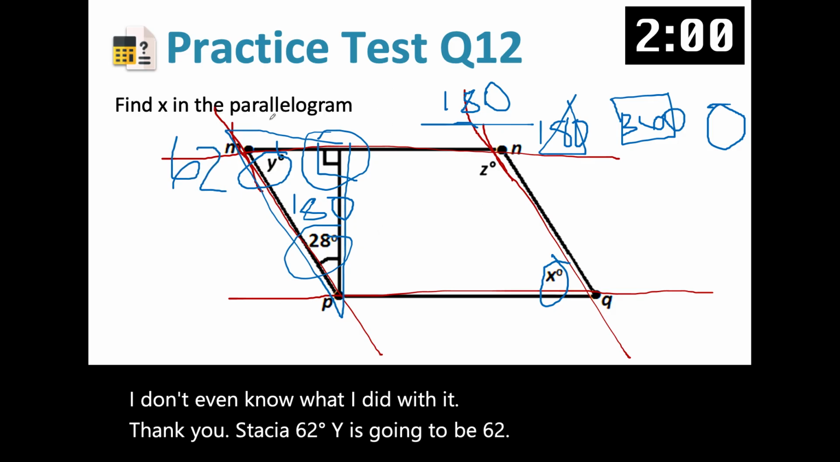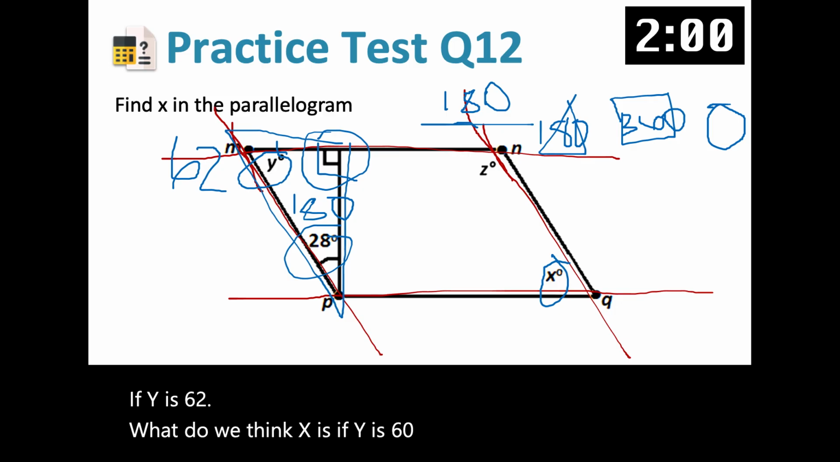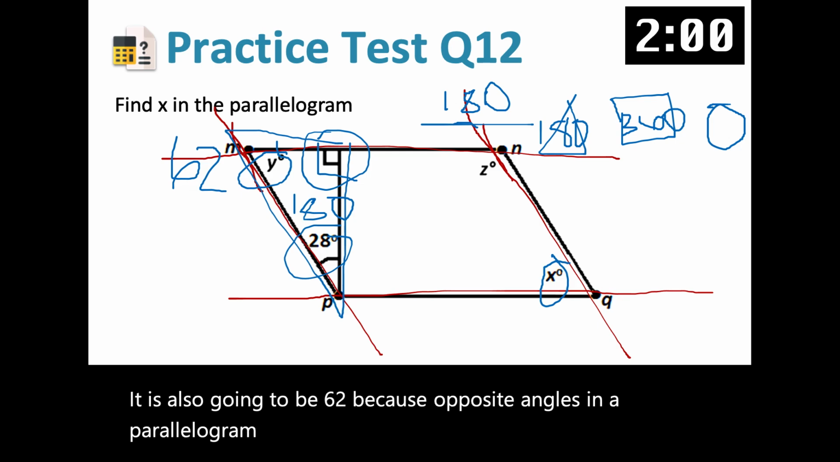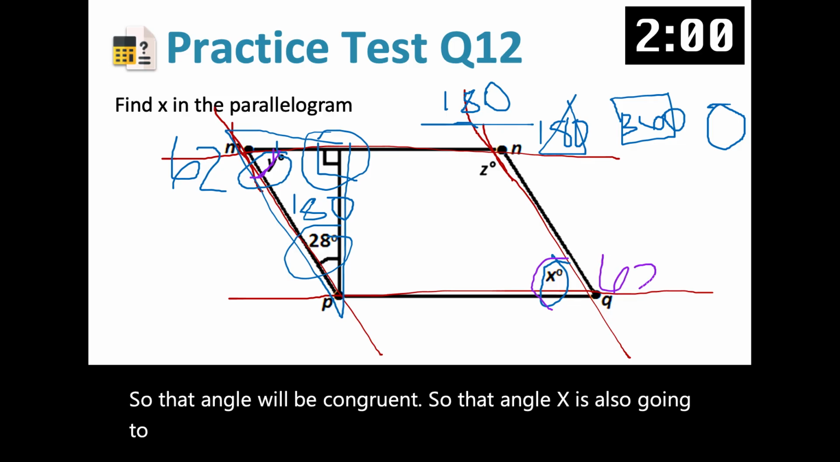If y is 62, what do we think x is if y is 62? It is also going to be 62 because opposite angles in a parallelogram are congruent. So that angle will be congruent to that angle. X is also going to be 62.